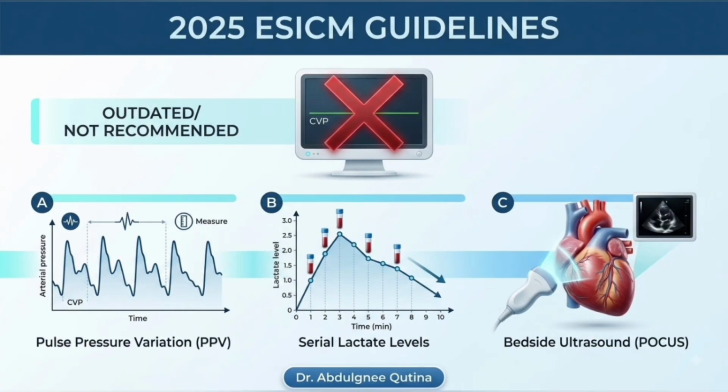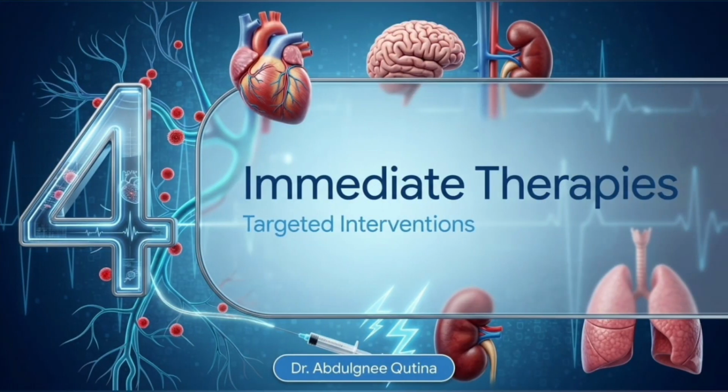Now, what's really interesting here is how the 2025 ESIC guidelines are completely revamping our monitoring strategy. We are officially ditching static measures like central venous pressure. Instead, you've got to use dynamic indices like pulse pressure variation to figure out if they actually need fluids. Plus, you need to rely on serial lactate measurements to actively steer your resuscitation and prioritize bedside echocardiography as your absolute first-line imaging. It is a game changer for rapidly figuring out cardiac function and volume status.